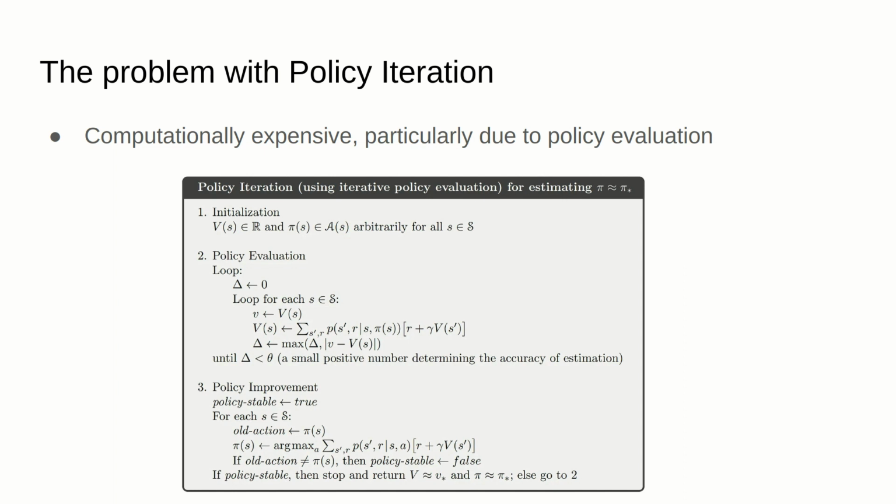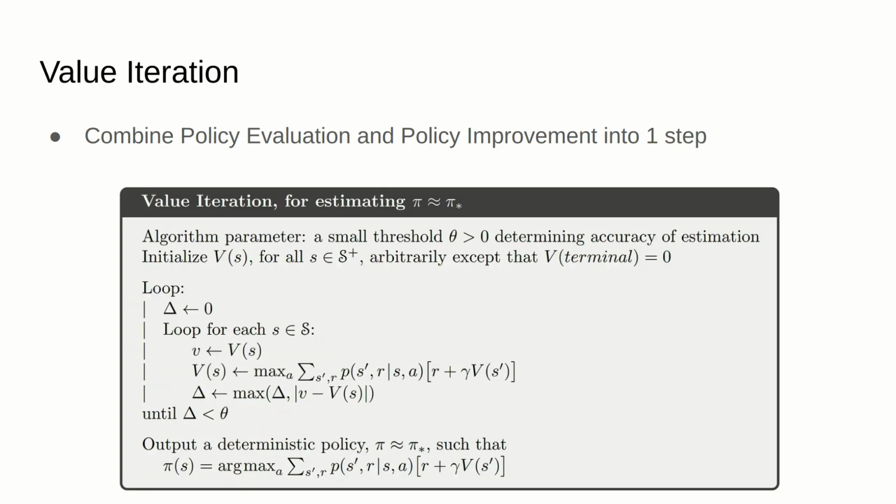So the main drawback to policy iteration is that it requires a policy evaluation loop at every step, and that's step 2. And that policy evaluation loop in and of itself is an iterative process. So this makes the policy iteration algorithm quite computationally expensive, quite slow. So what if we combined the iterative policy evaluation step, which was step 2, and the policy improvement step, which was step 3, into one step? And we can do this in an algorithm called value iteration.